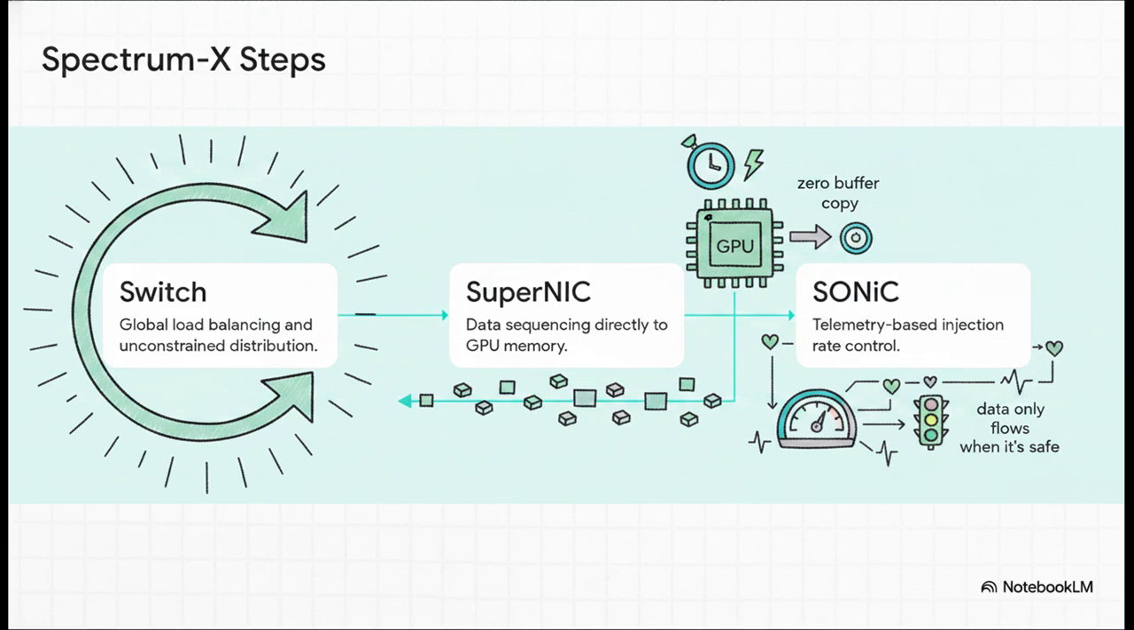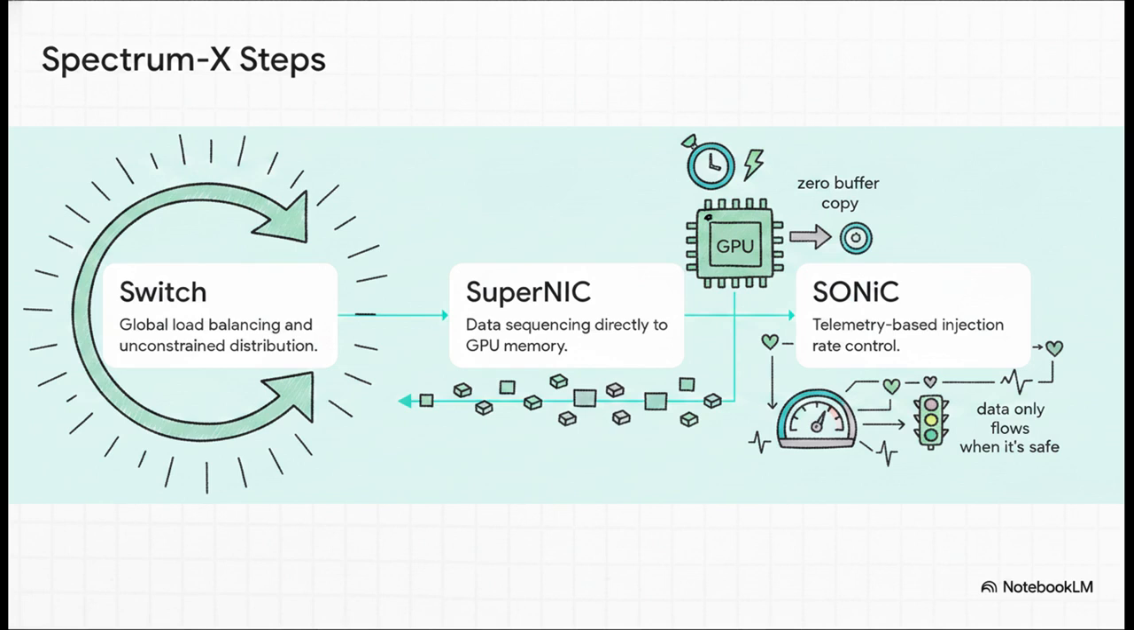Section 3, Spectrum-X and long distance. So how do you actually build this? You definitely can't just plug in one magic device and call it a day. It requires a completely co-designed end-to-end architecture. Spectrum-X pulls this off in 3 really brilliant steps. Step 1, the switch handles global load balancing. It finds the absolute best path for data without any artificial constraints.